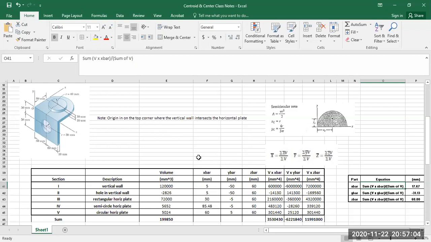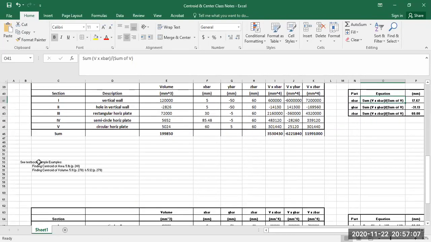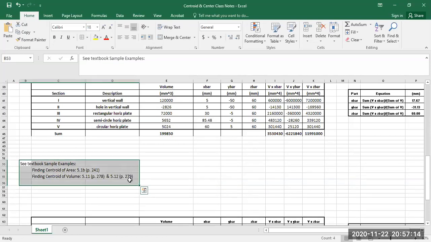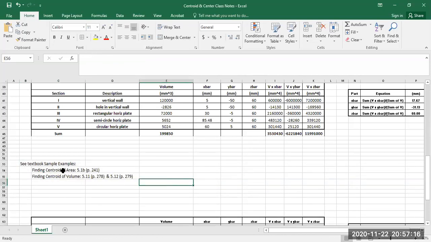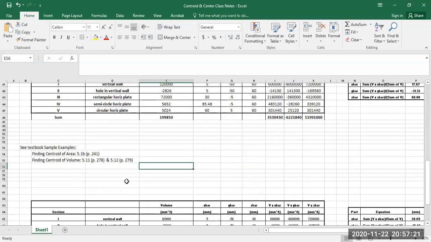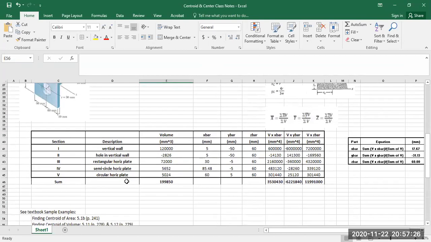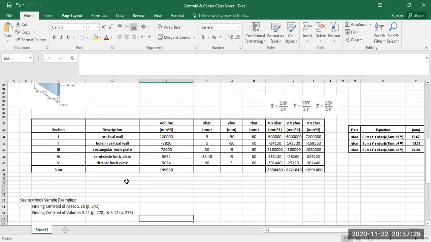So to get more practice, there are 2 example problems in the textbook. I'll change this too. So you could take a look. There's one of centroid of area and there's 2 centroid of volume if you want more practice. And then what I created also is a table that has this blank in it. So you could use that. Okay, I'm going to stop sharing now.